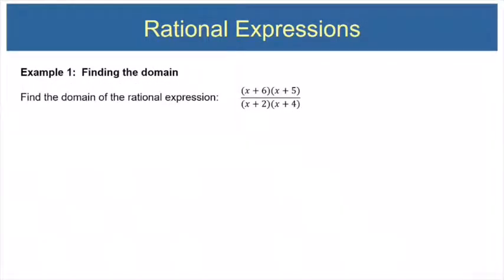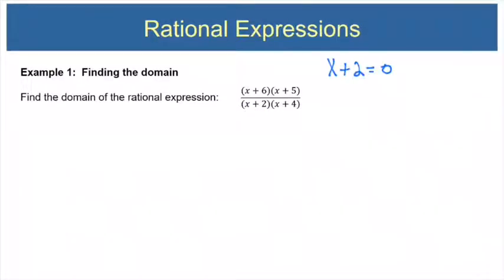So let's take a look at example 1 together. This example says, find the domain of the rational expression x plus 6 times x plus 5 all over x plus 2 times x plus 4. Now we know that the denominator cannot be allowed to equal 0. And we also know that any number times 0 is 0. So if either one of these parentheses adds up to 0, it's going to cause the denominator to equal 0, and that's going to cause the expression as a whole to be undefined because you know division by 0 is not defined. So we have to ask ourselves, what would cause this first parentheses to equal 0?